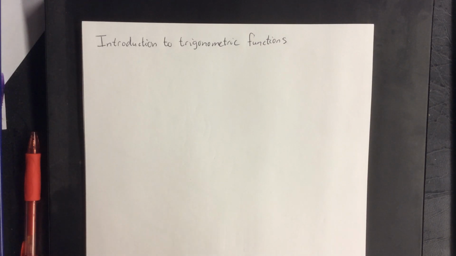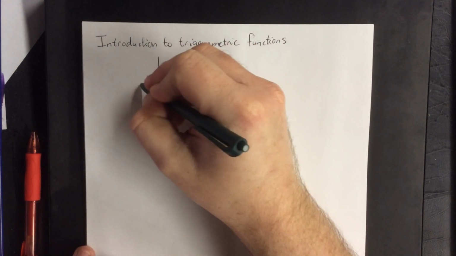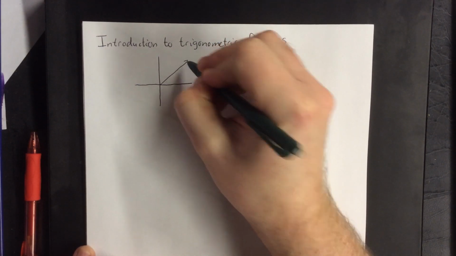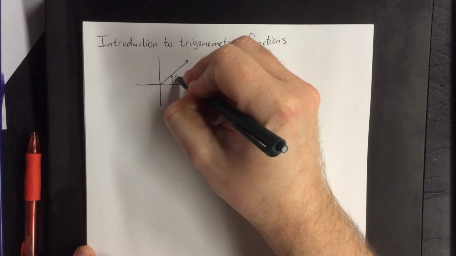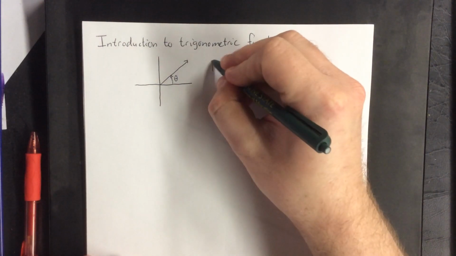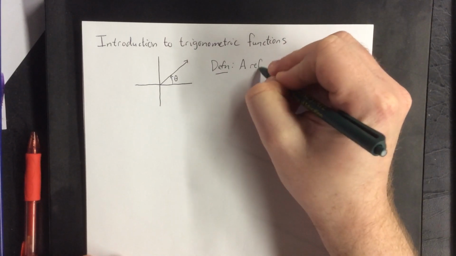So in this video, we're going to be introducing the idea of the trigonometric functions. Suppose that we have an angle that is in standard position. We're going to make it a quadrant 1 angle, like so. And we'll use the angle denomination theta for that one. First thing we're going to introduce is the concept of a reference triangle.